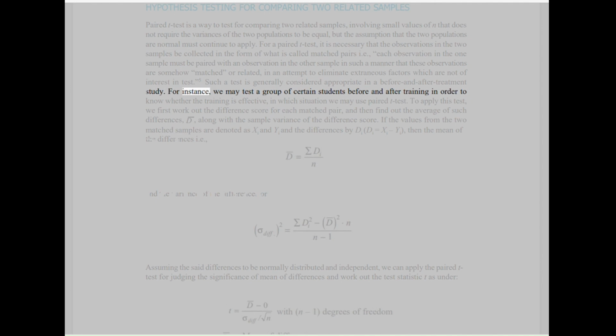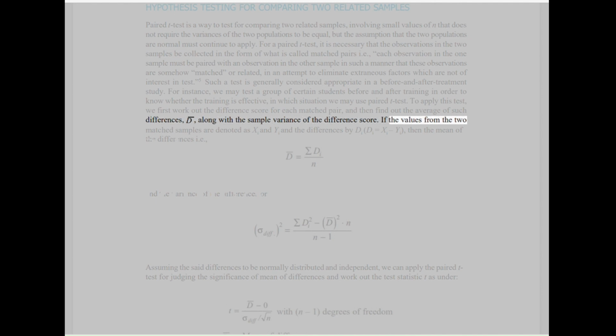For instance, we may test a group of certain students before and after training in order to know whether the training is effective, in which situation we may use paired t-test. To apply this test, we first work out the difference score for each matched pair, and then find out the average of such differences, D bar, along with the sample variance of the difference score.